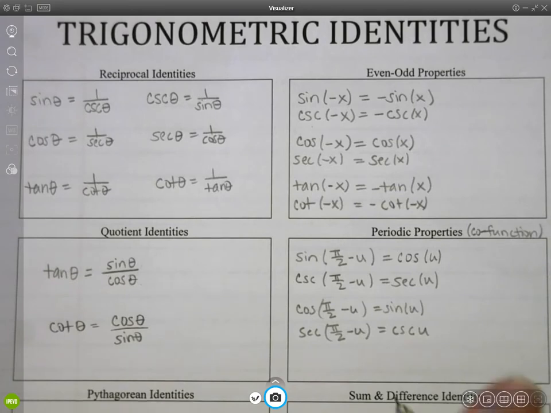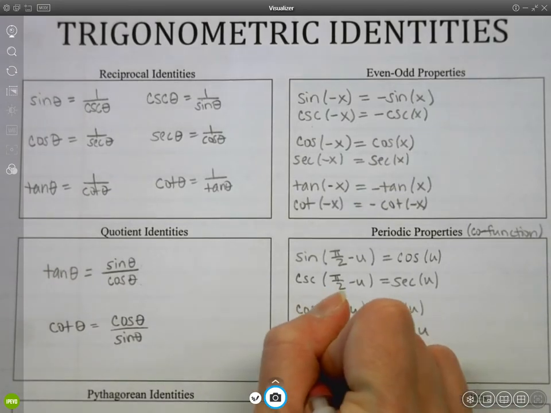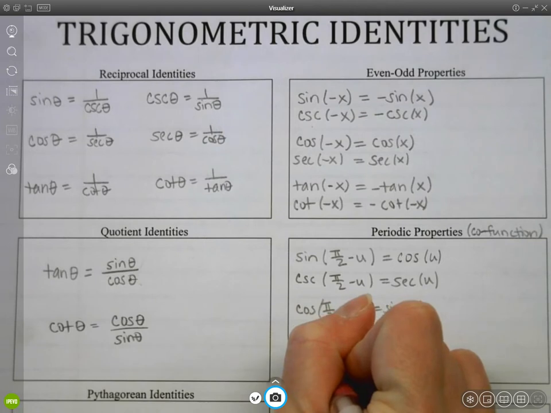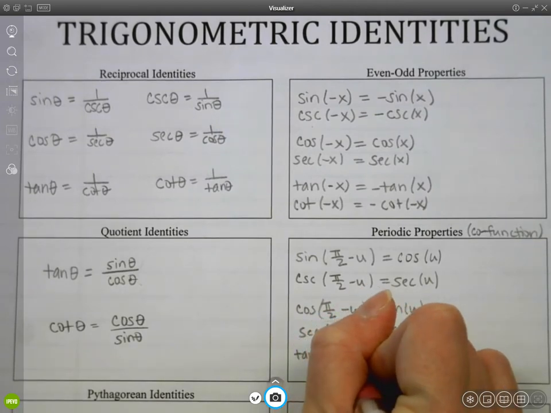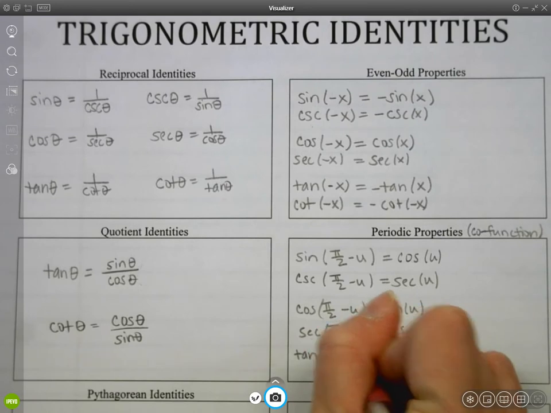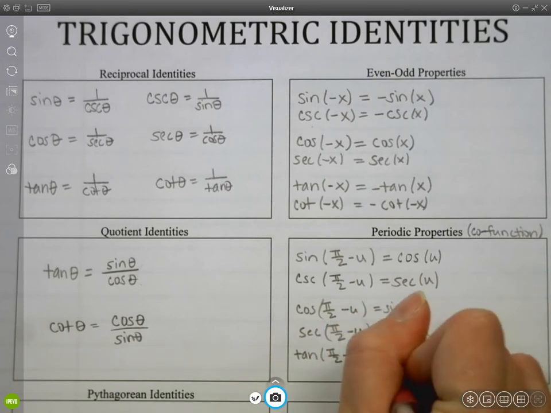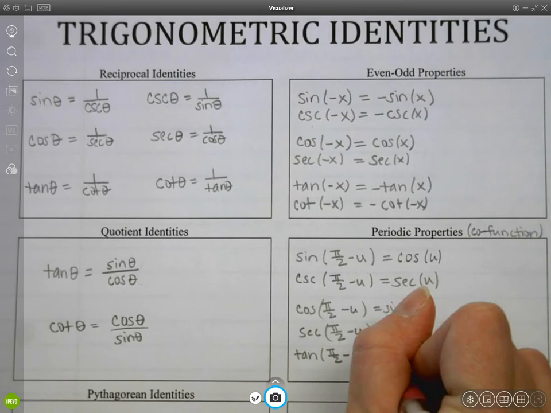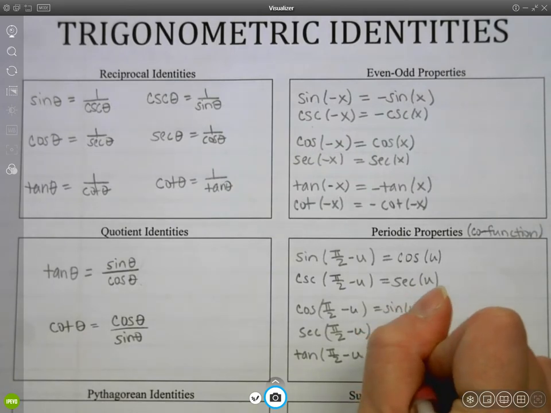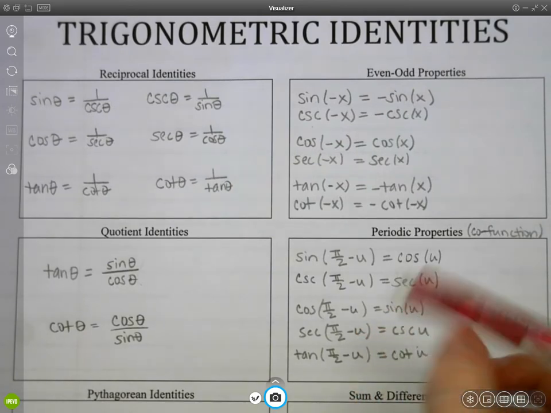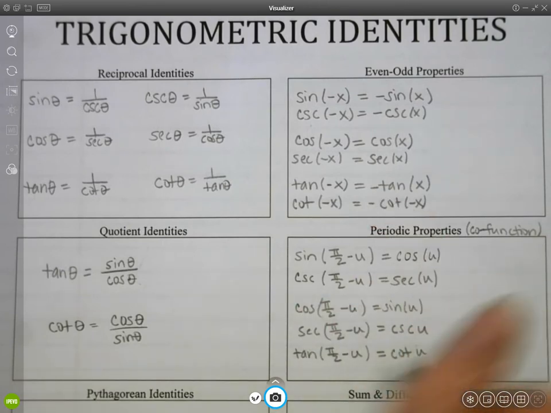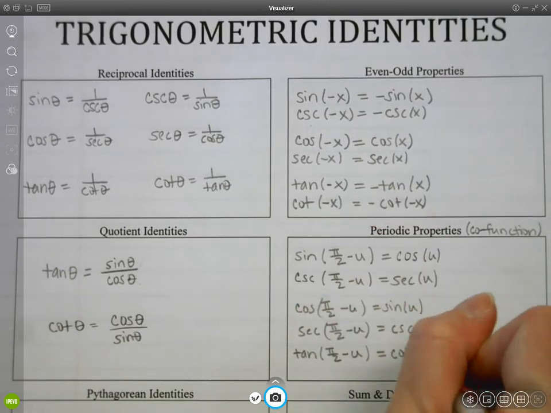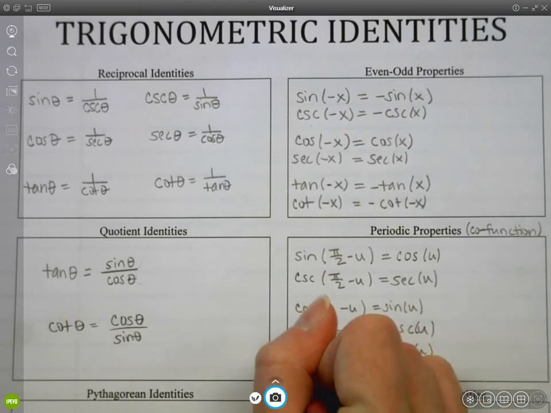Let's see. We have tangent is a shift of cotangent. It's also like a reflection, but that's not gonna affect much. If you shift it right, it's not gonna matter. And I don't know why I put parentheses in some places and not in others, so whatever.